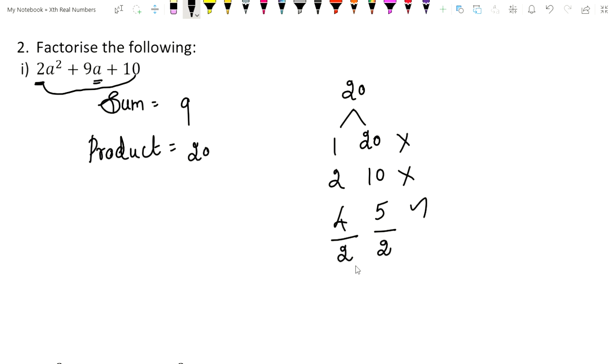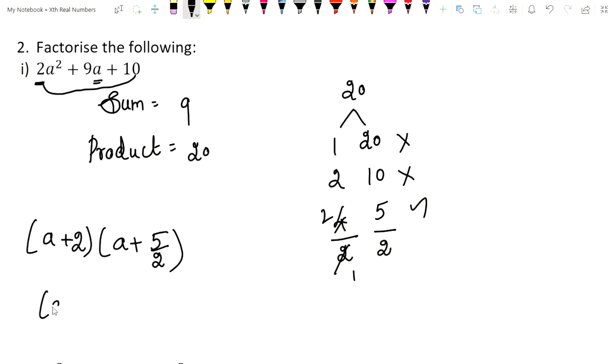Okay. 4 by 2, 5 by 2. So 2 ones are 2, 2 twos are 4. Okay. Here we can't divide this. Okay. So what will you write? a plus 2. Another one is a plus 5 by 2. Okay. So a plus 2, just cross multiply. 2a plus 5. So what is the answer, children?